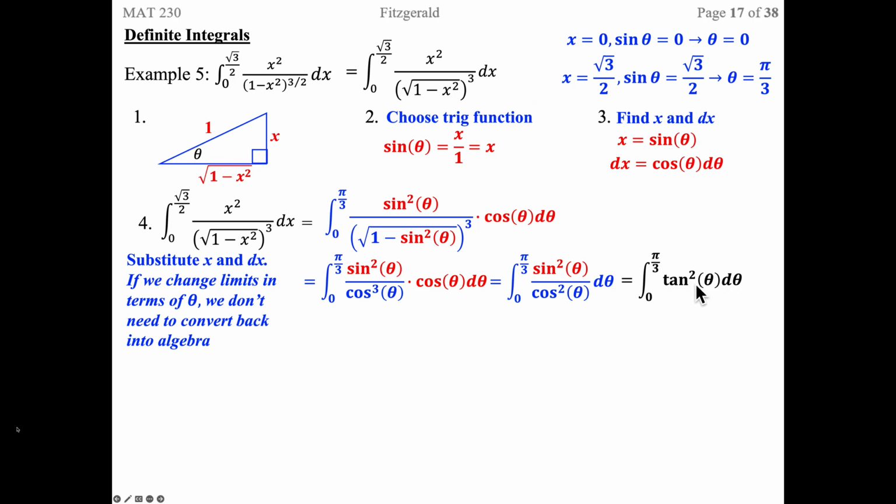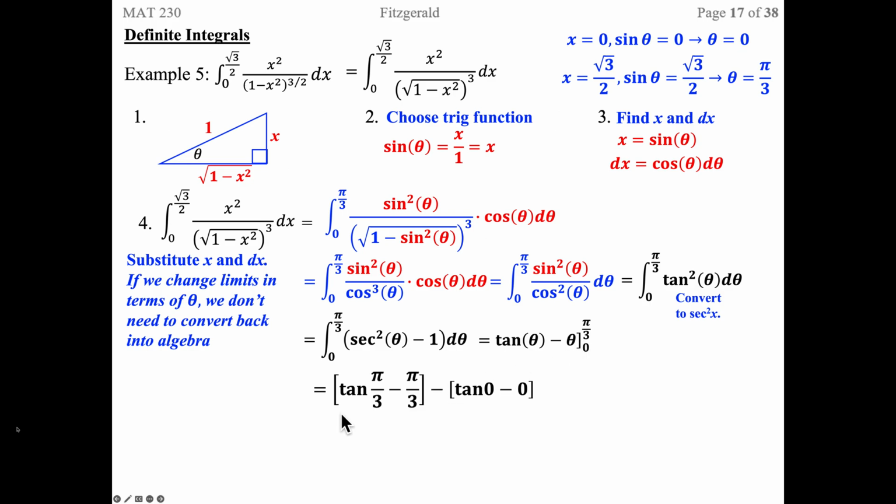So we'll switch out our tangent squared theta. I think we saw this before. We change that to secant squared theta minus 1. And now we can integrate secant squared theta. That's going to be my tangent of theta. Integrate your 1. That's going to be theta. We'll put in pi over 3 for the thetas minus the zeros. And I'm almost positive we did this back in the powers of tangents and secants. And we're going to get 0 for tangent of 0. Tangent of pi over 3, that's the square root of 3, minus pi over 3.